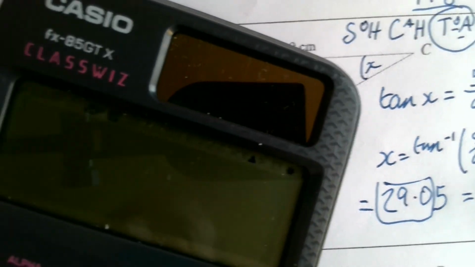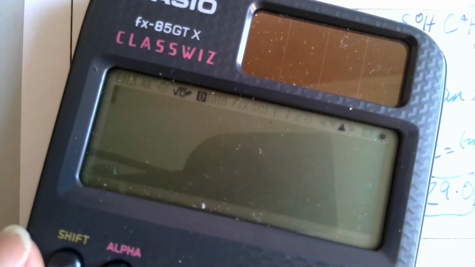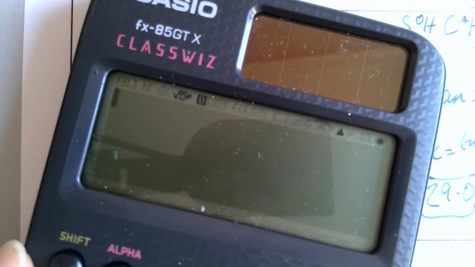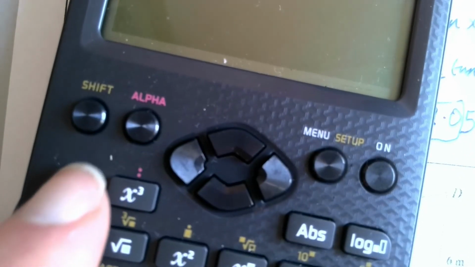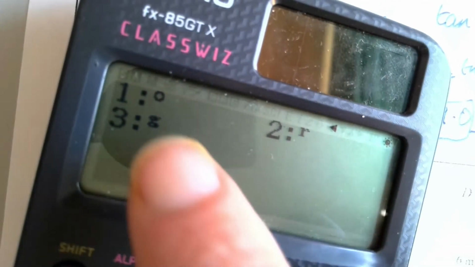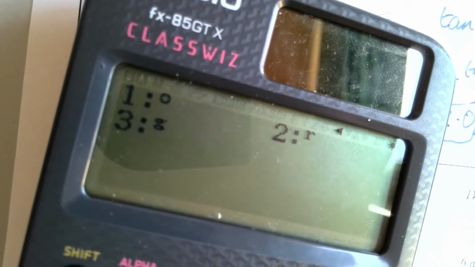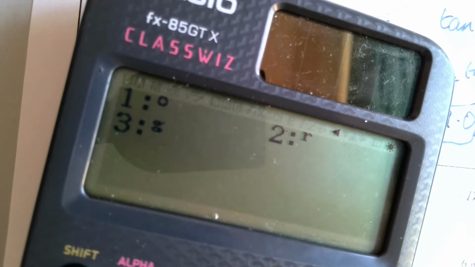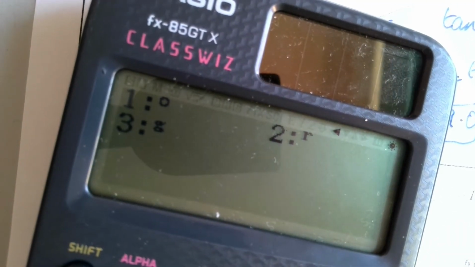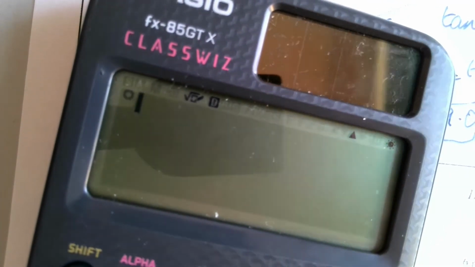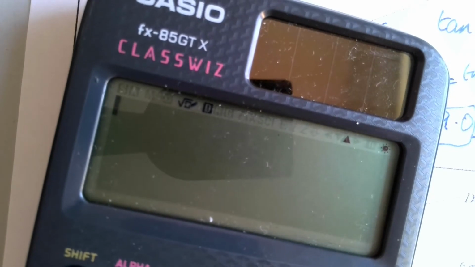So just quickly to run that by you, in order to get degree mode you want to press Option and then 2 for angle unit, and 1 is your degree mode, 2 is something called radians, and 3 is, oh, ask your scientist what that G means, can't remember. Anyway, it doesn't matter. So you want to make sure you're in 1 degree mode in order to do that.